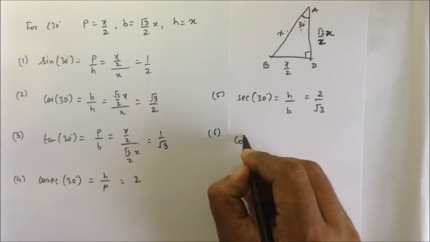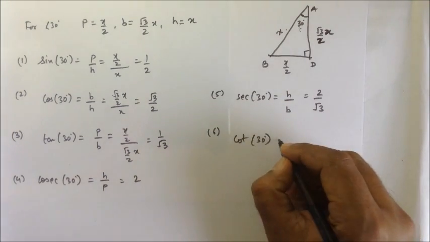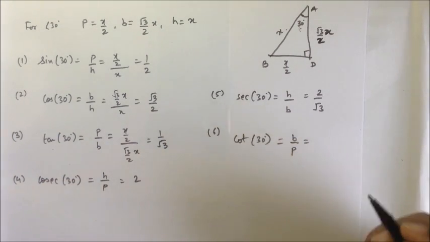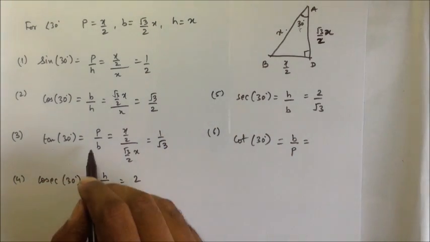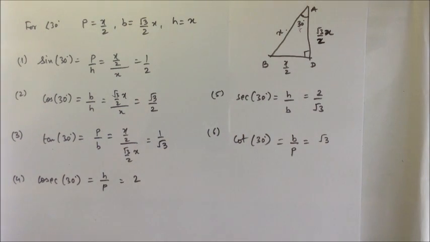And the last being cot of 30 degree. Now cot is the reciprocal of tan. It is base upon perpendicular. Now doing the reciprocal of 1 by root 3, the answer would be root 3. So we have seen the 6 trigonometric ratios corresponding to 5 important angles: 0 degree, 30 degree, 45 degree, 60 degree and 90 degree.